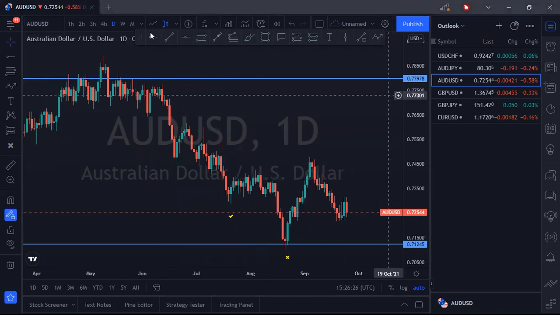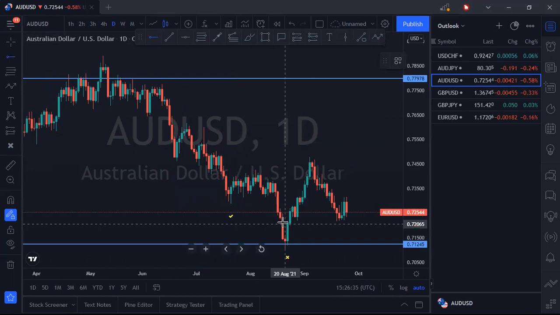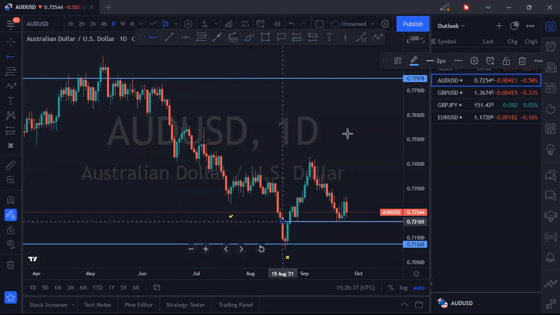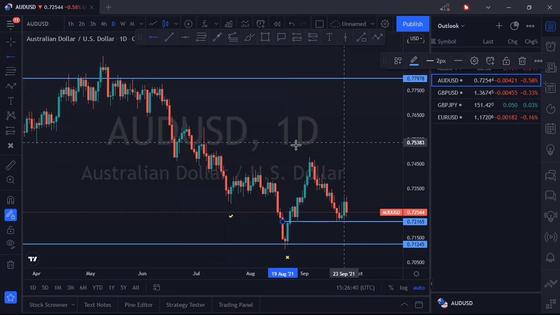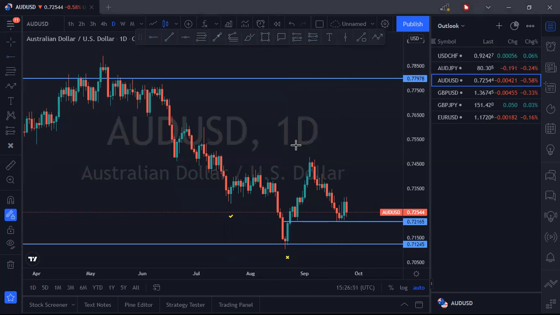Price just got here, and then it broke the zone. Please, I think someone has unmuted himself. Please, if you haven't unmuted, kindly do so.